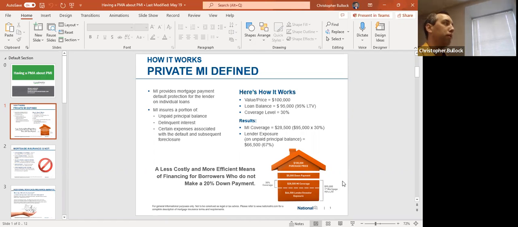Prior to mortgage insurance becoming commonplace in the 30s, there was basically no one that could find home ownership unless you had 20, 25, 30% down. Banks just weren't willing to take on the risk without having some kind of default protection.